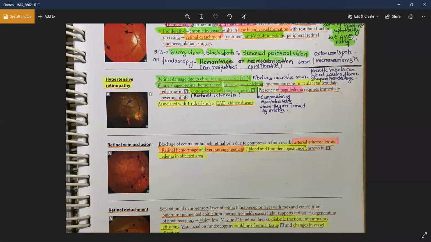So look for the flame-shaped hemorrhages, AV nicking, aneurysms, right? And yeah, this cotton wool-like spots. These four findings you will see in this hypertensive retinopathy.